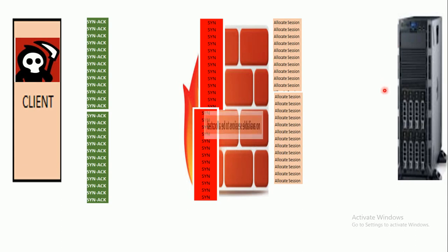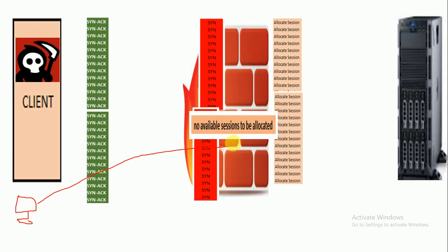Alright, so there are no available sessions to be allocated. Our firewall will have no available sessions, and it cannot give any more sessions to new connections. So if there is any legitimate traffic apart from this client, any other person who really wants to access the server, somebody sitting here who wants to access this server and do some kind of transactions, and if he is sending the traffic here, our firewall will just not allocate the session because it does not have any sessions.